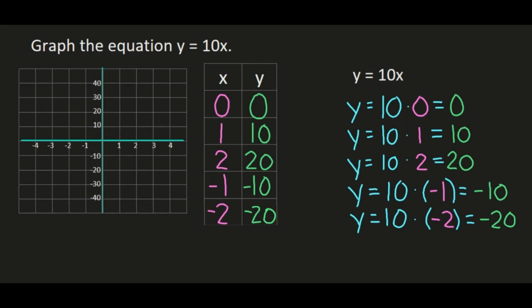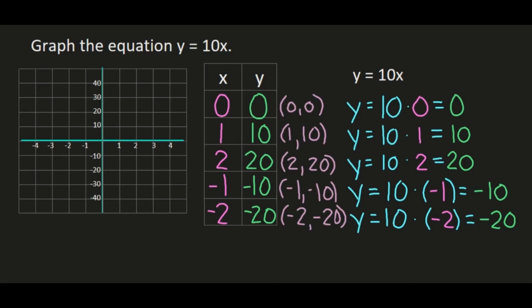And once I have these values in my table, these values become my ordered pairs. So when x is 0, y is 0, so I'll have the ordered pairs (0, 0), (1, 10), (2, 20), and so on. And so from my table, I have the points that I'm going to put in my graph. So I'm going to start with (0, 0), then I'll plot the point (1, 10), then I have (2, 20), and then (negative 1, negative 10), and (negative 2, negative 20), and then I can draw in my line. So now I've graphed my equation, y equals 10x.